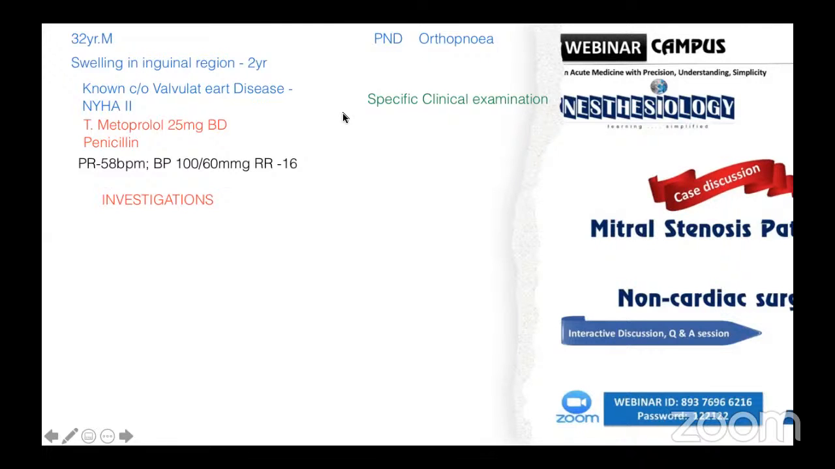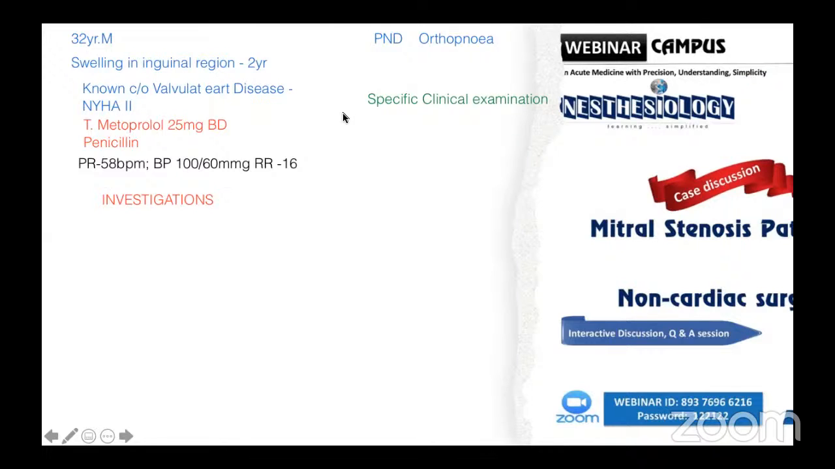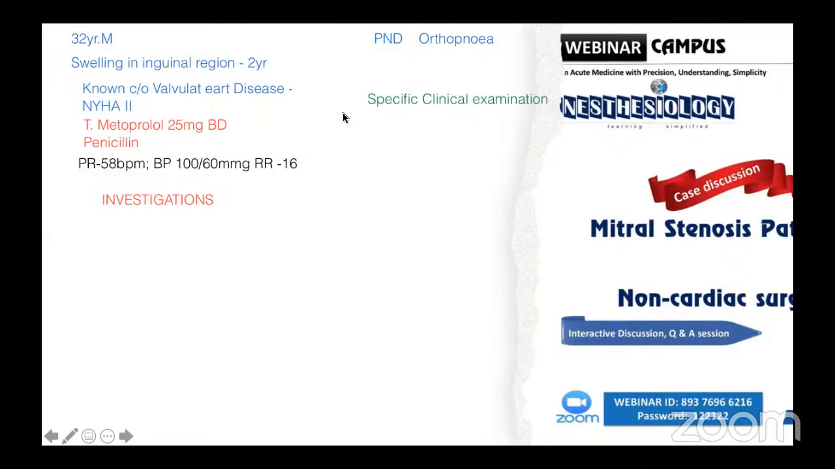So what specific investigation do you want to go for? Yes, ma'am, we'll go for echocardiography. Why do you want to go for echocardiography? The patient is a known case of valvular heart disease, suggestive of mitral stenosis.